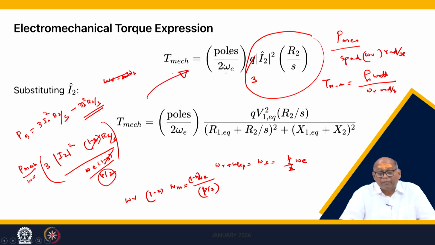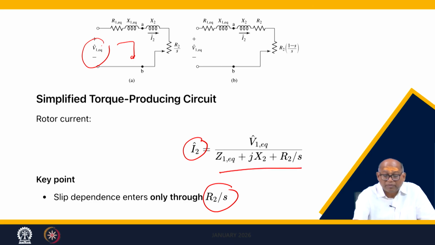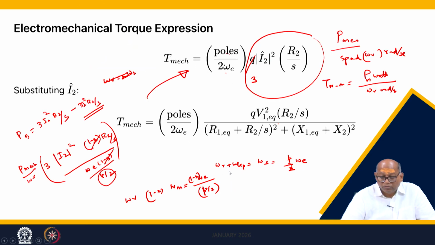So, you see, mechanical power is proportional to the air gap power. Torque, sorry, mechanical torque is proportional to the air gap power divided by, of course, the speed. So, it's a very beautiful expression. So, you can find out I2 from this. Total I2 can be found out by dividing this voltage by this impedance. So, this is the impedance, I2 can be found out, you see. You can do this too, Z1eq plus R2, so you can do.